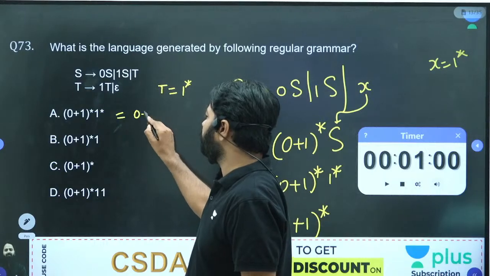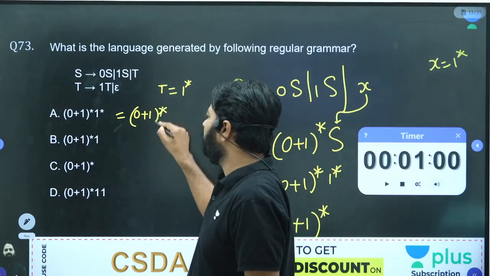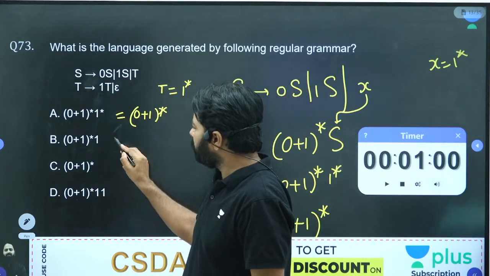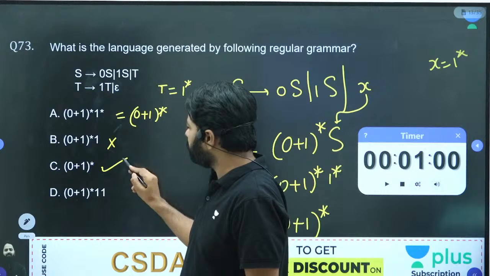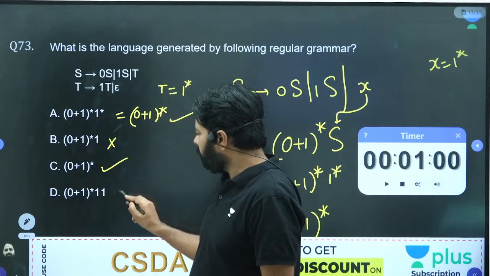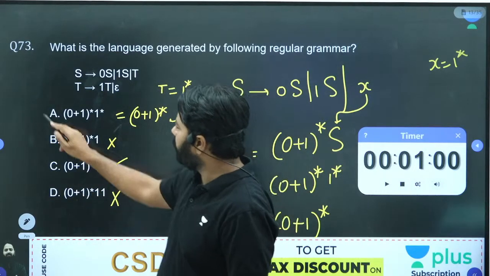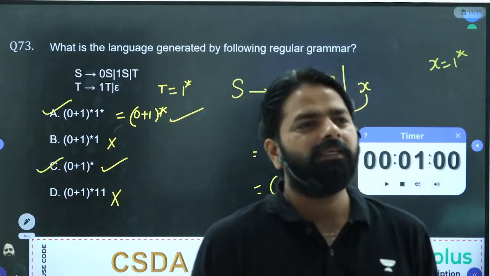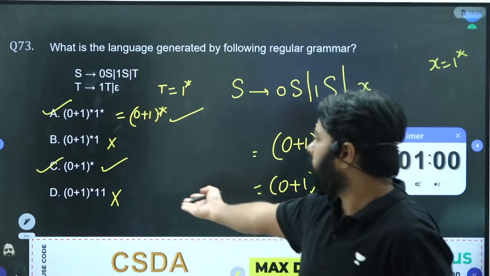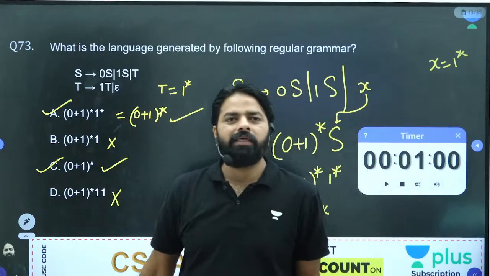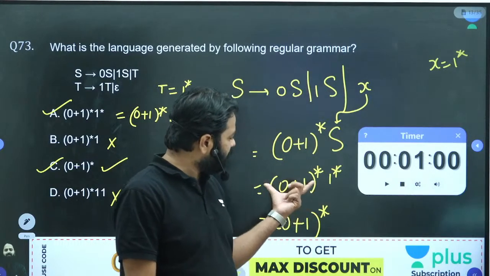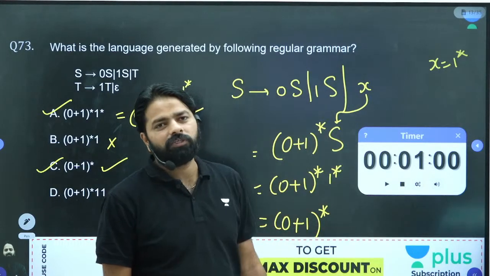Same 0 plus 1 whole star. No need to appear like same. It can be anything. This is not, but this is also correct. And these are correct. A and C, which is 0 plus 1 whole. They are asking about language. Whatever you have got is actually equivalent to 0 plus 1 whole.